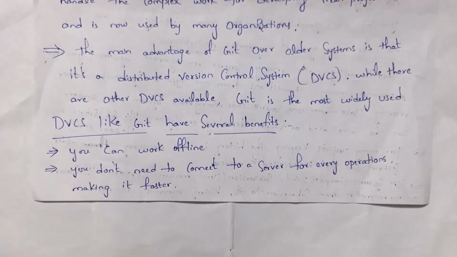First, you can use Git offline. There is no need for internet to use Git, and there is no need to connect to a server for each and every operation. So Git is very fast.